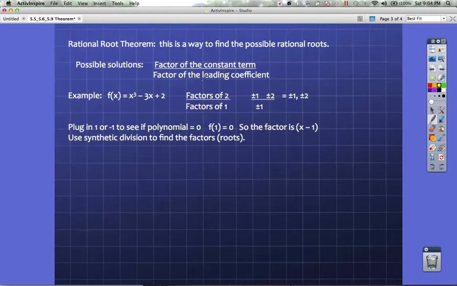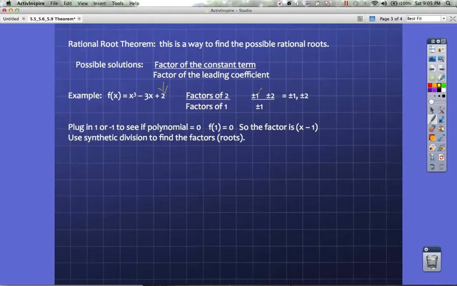All right, so we take the factors of the constant term. This is our constant term. What multiplies to give you 2? 1 and 2. Now, these have to be positive and negative answers. Every one of these needs to be a plus or minus, okay? And then you divide that by the factors of the leading coefficient. Leading coefficient is the number in front of the biggest x degree. So that is a 1, so the factors of 1 are plus or minus 1.